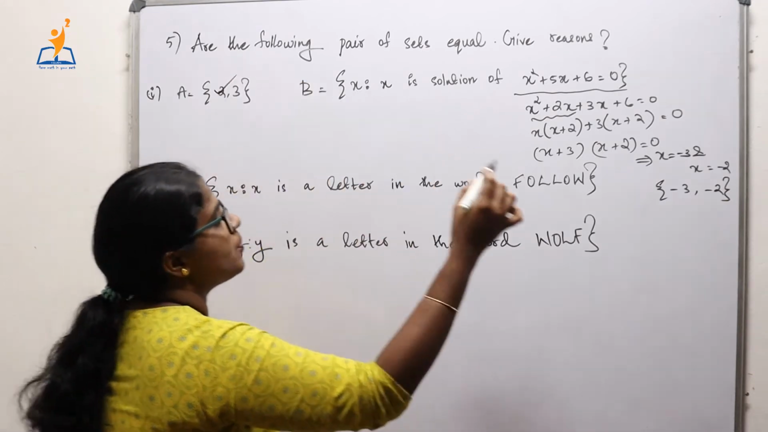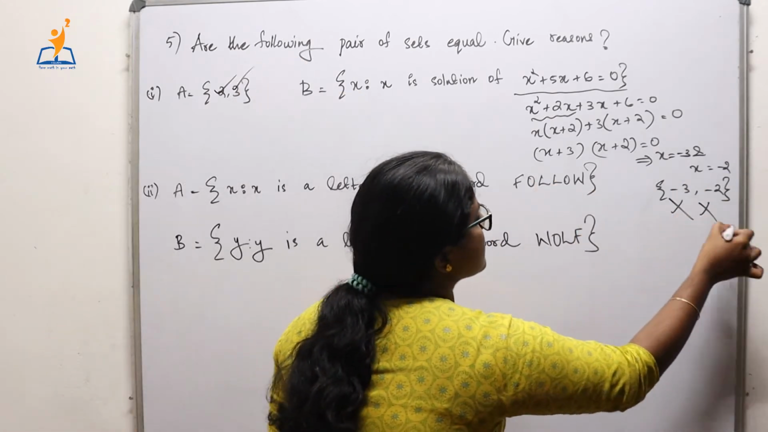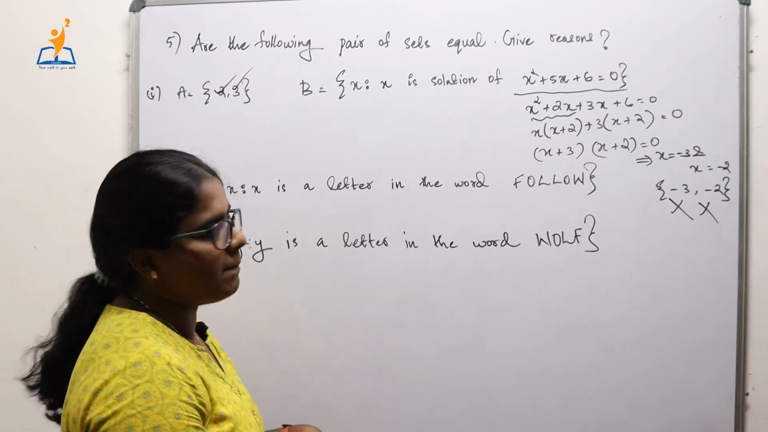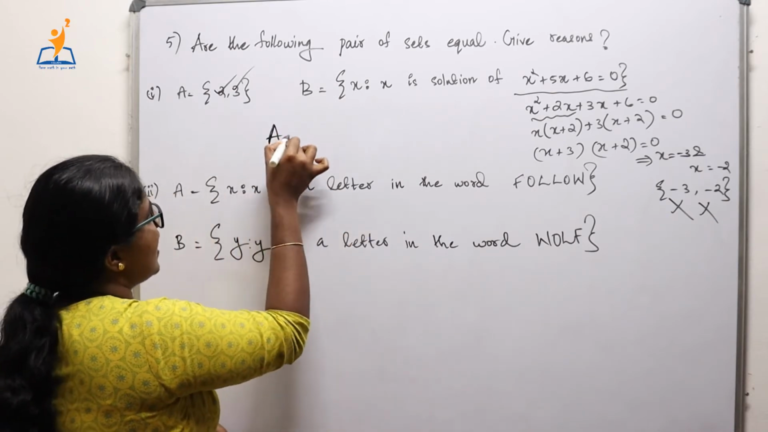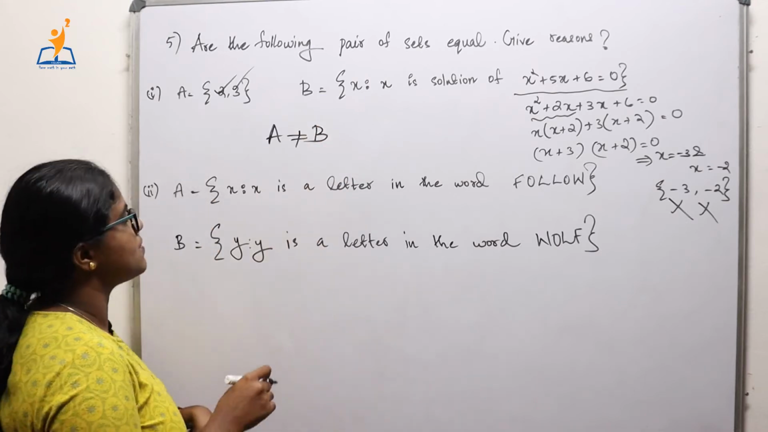Here we have 2 but here we do not have a 2. Here we have 3 and here we do not have a 3. So every element of A is not in B. So we can say that A is not equal to B. Now moving on to the second question.